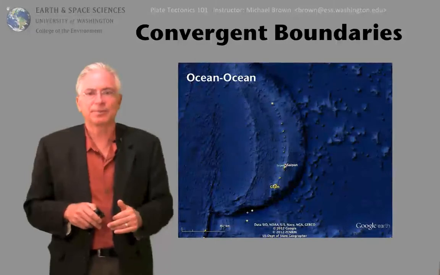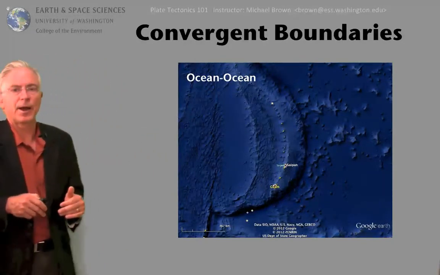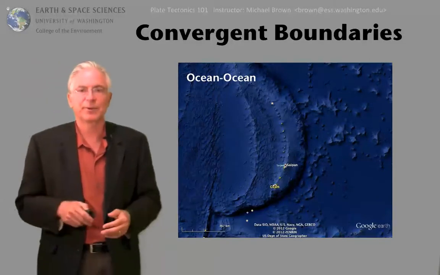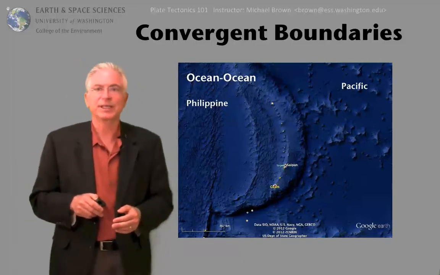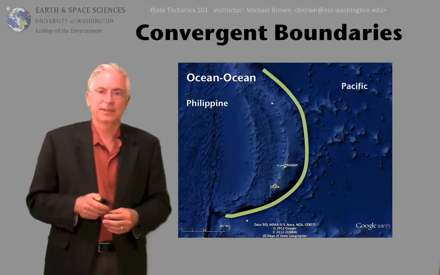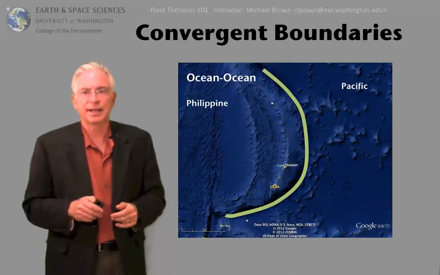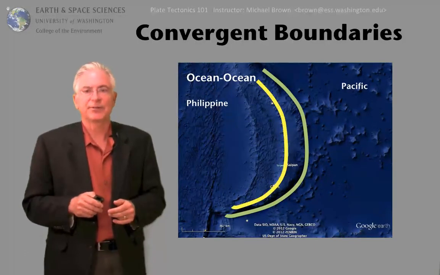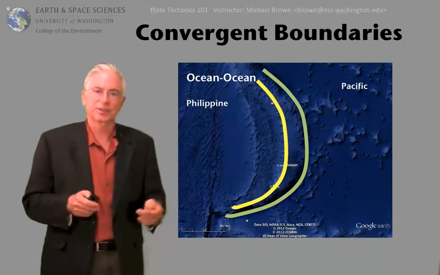Okay, convergent boundaries. Let's look at some examples. Again, here's our example from Guam in the Western Pacific. We have the Philippine Plate to the west and the Pacific Plate to the east. The Pacific Plate subducts beneath the Philippine Plate along a trend shown in the arc there, and there's a deep trench all around there. The volcanic arc lies behind the trench, following the chain of islands.